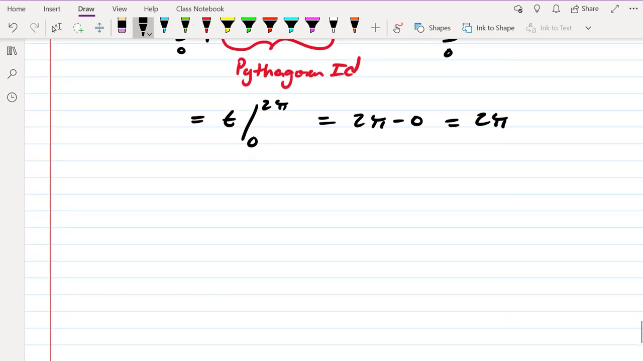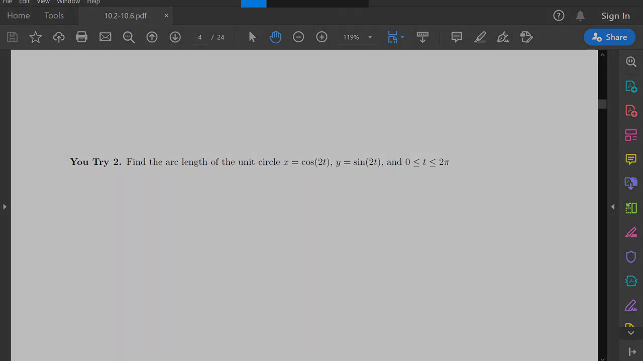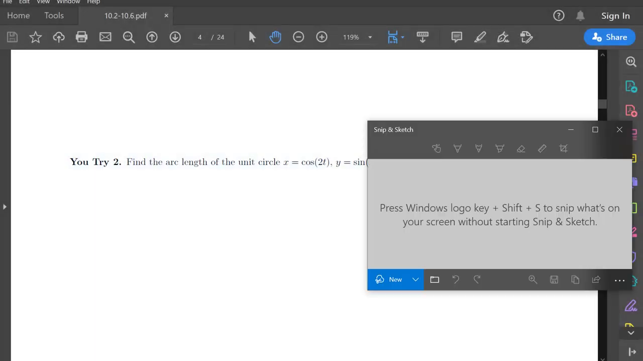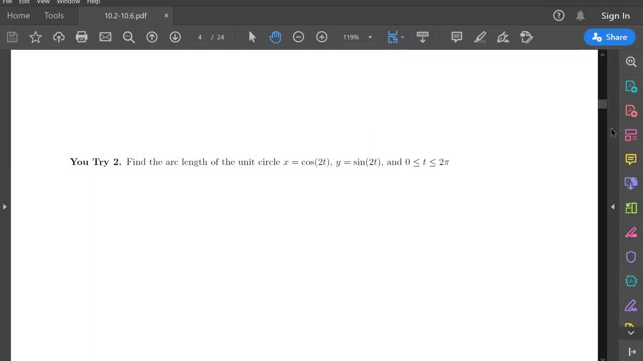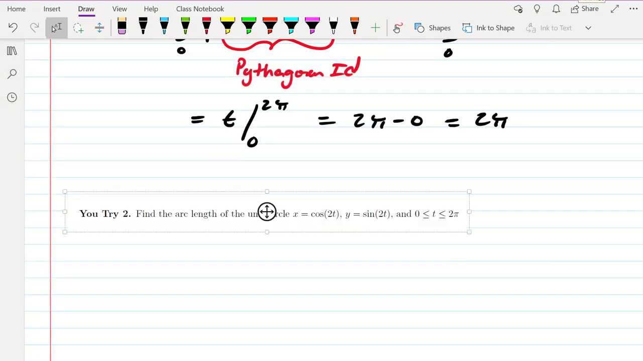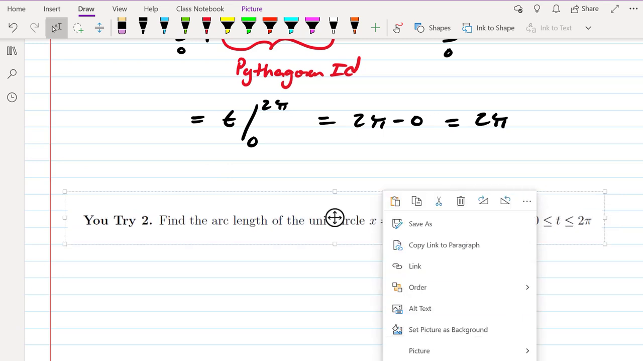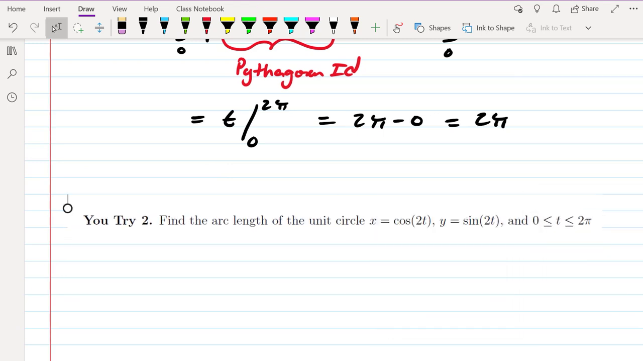All right, it's now your turn. So go ahead and give this a try. So it says find the arc length of the unit circle x equals cosine 2t and y equals sine 2t, and t ranges between 0 and 2 pi.